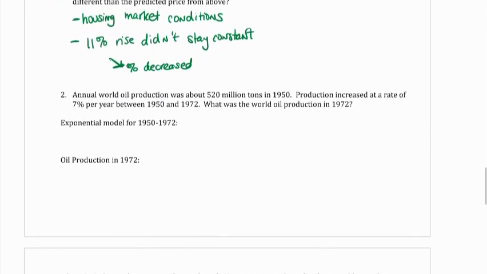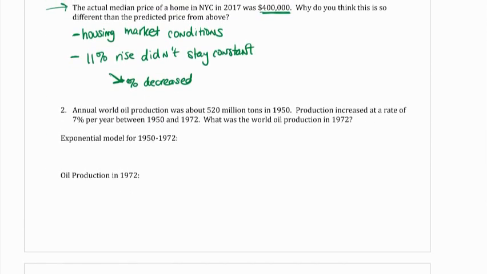Okay, next one. Annual world oil production was 520 million tons in 1950. It increased at a rate of 7% per year from 1950 to 1972. So what was the world oil production in 1972? Okay, so again, we are looking at an increase, so we're going to use our growth model again.